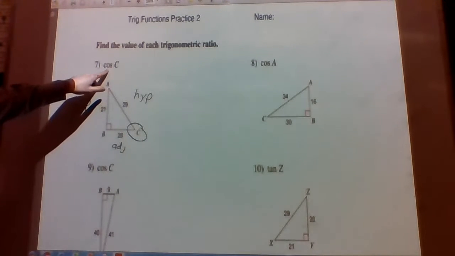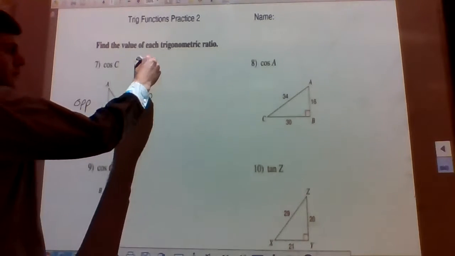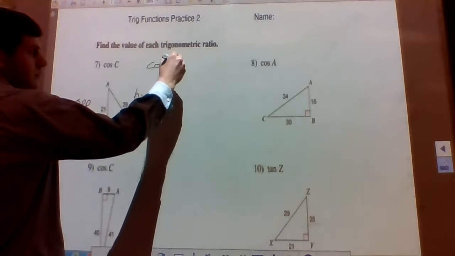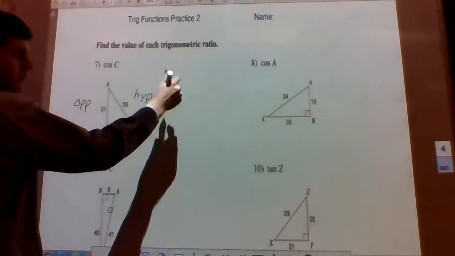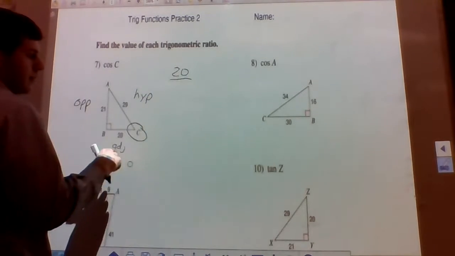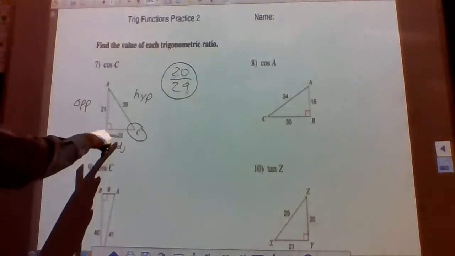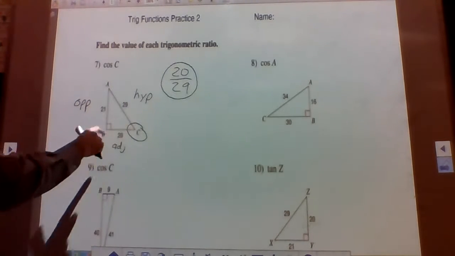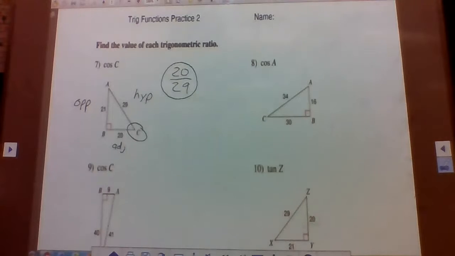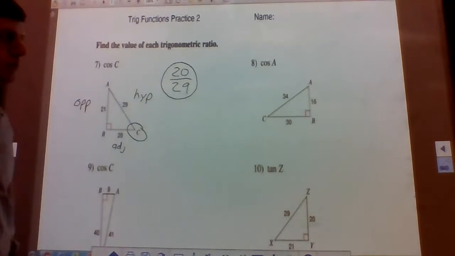So we want the cosine of C. So cosine is adjacent over hypotenuse. Right? Cosine is adjacent over hypotenuse. So we want adjacent, which is 20, and hypotenuse, which is 29. Okay? So adjacent over hypotenuse is cosine. Right? You input the angle measure, and then it's going to give you an output, which is a ratio of the adjacent side over the hypotenuse.